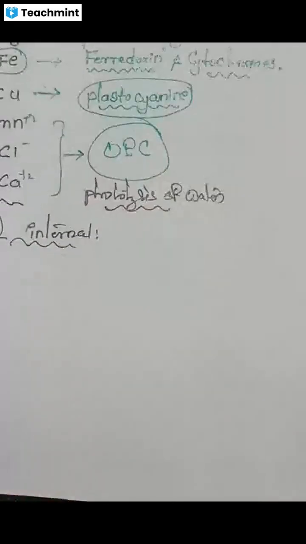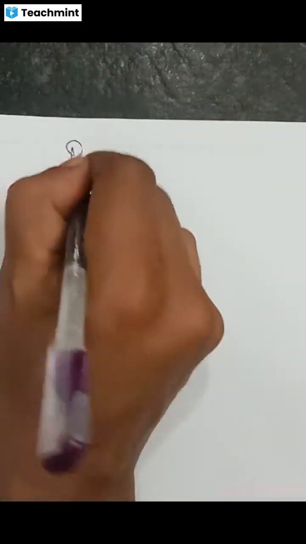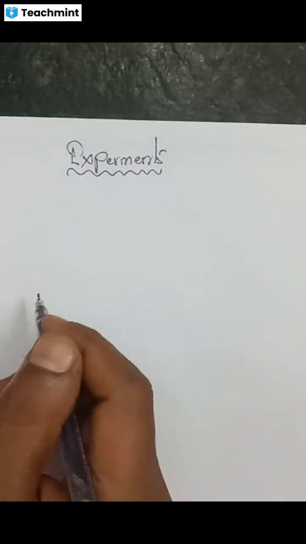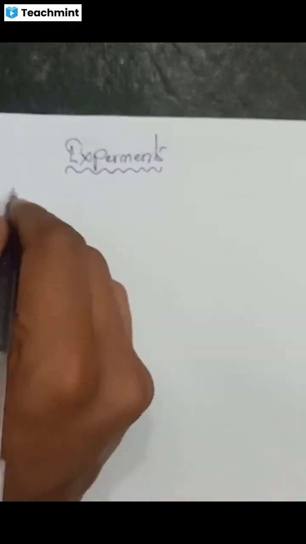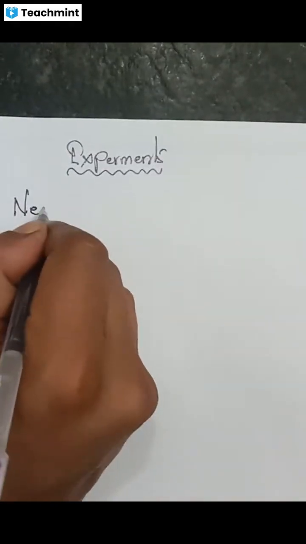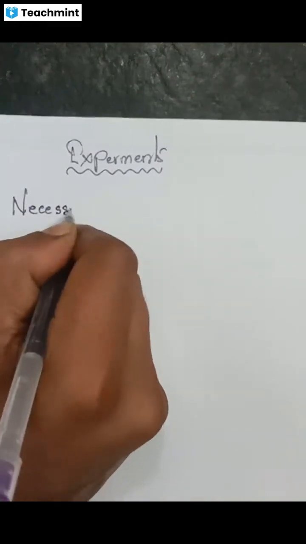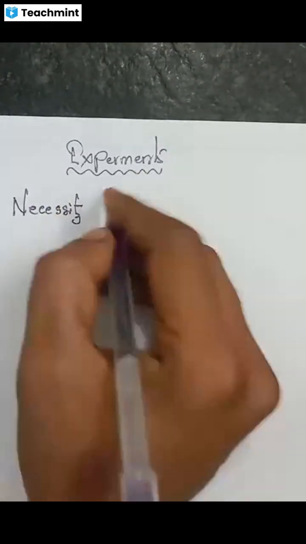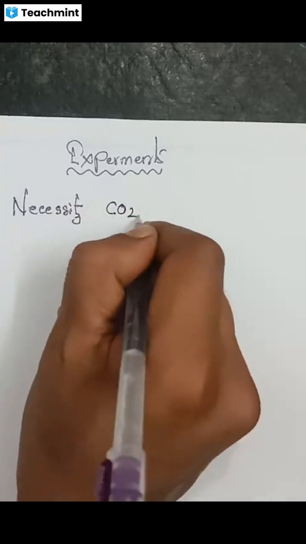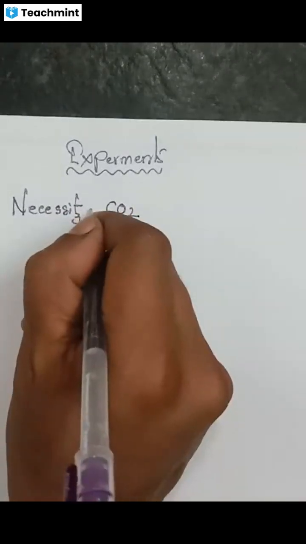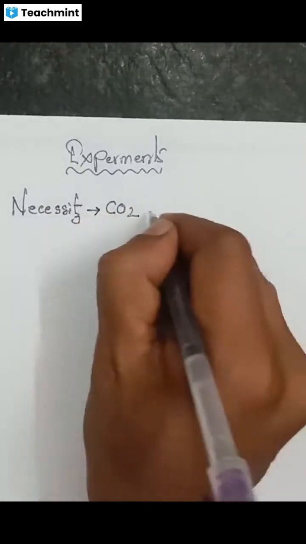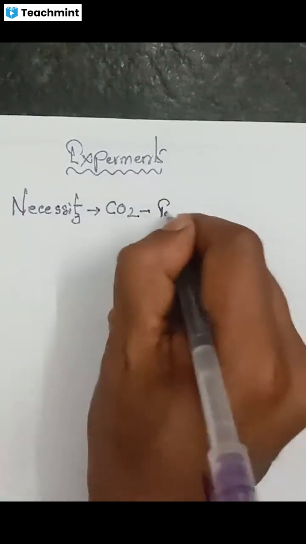And the final one, major experiments in photosynthesis. All these are important experiments. The necessity of carbon dioxide for photosynthesis.